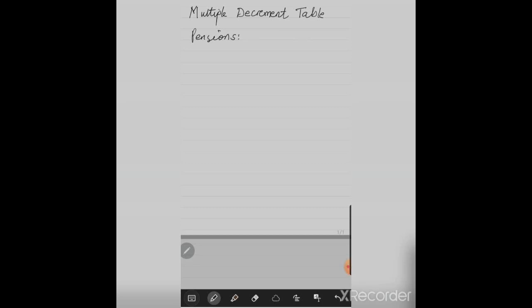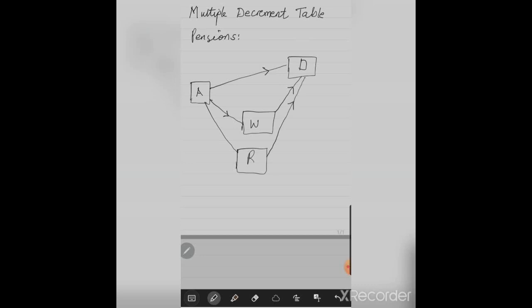So let's say a person is active, and here we're talking about death. There could be a straight death, or there could be a possibility that this person might withdraw from the scheme, and after that death could be a possibility. There is a possibility that he has retired normally, and from retirement there could be a death. During this retirement he's going to get the retirement benefit.